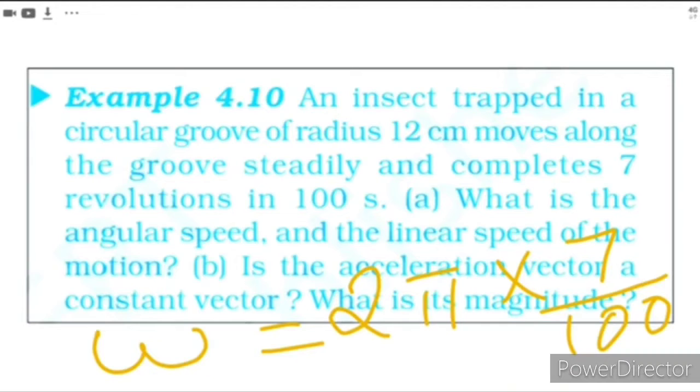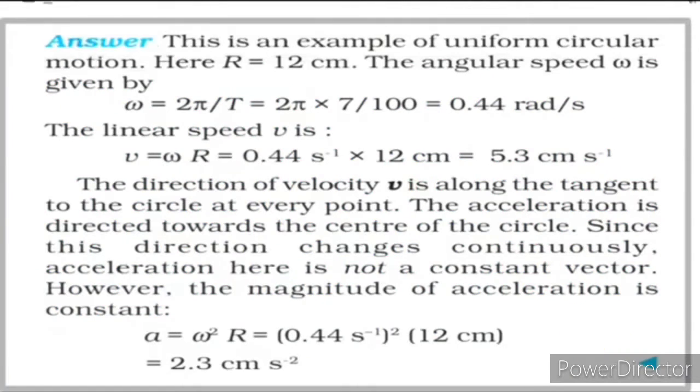So knowing omega, we can calculate v. So that's what we have done here. Omega equal to 2 pi by T, that is the same as 2 pi nu, and we have 2 pi into 7 by 100. You will get it to be 0.44 radian per second. And from that you can find linear velocity or linear speed. v is equal to omega r. So you'll get 5.3 centimeter per second. Here we haven't converted that 12 centimeter to meter, so you will be getting the answer in centimeter per second.